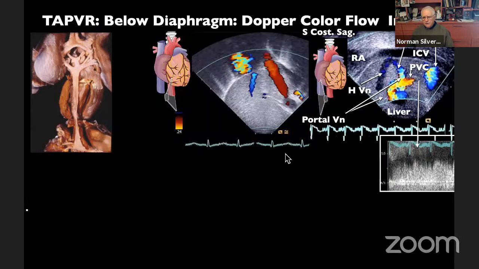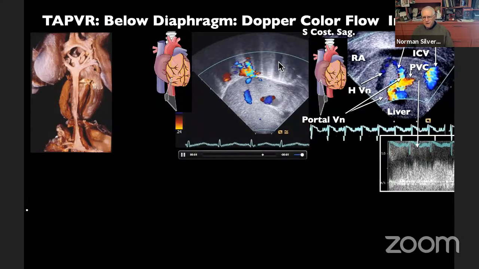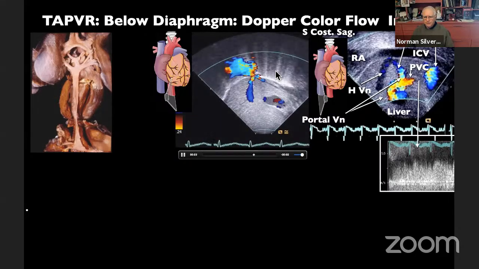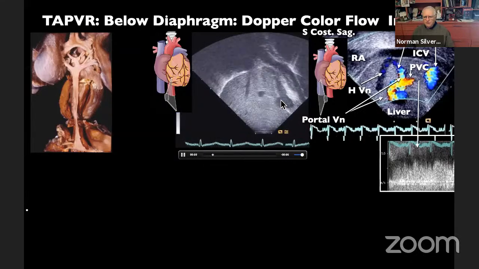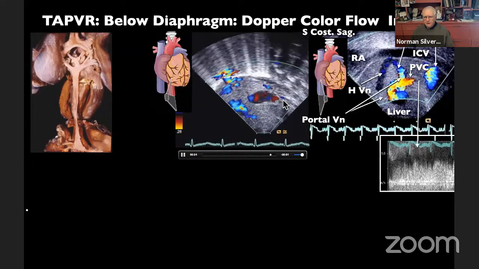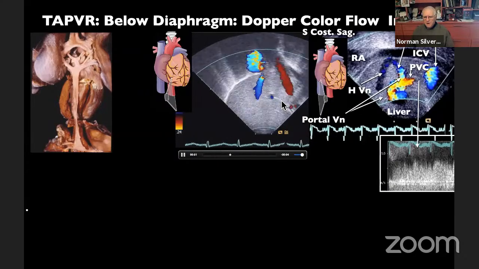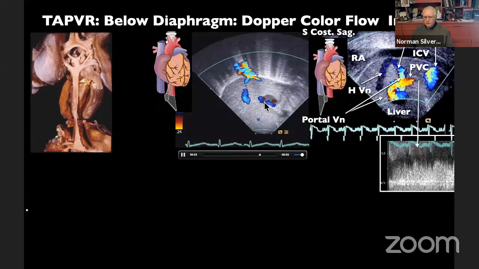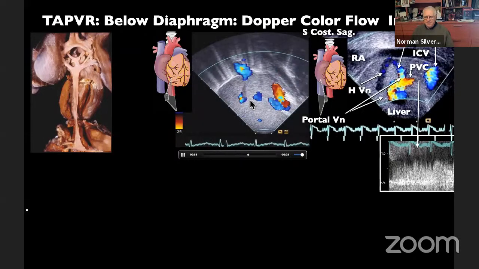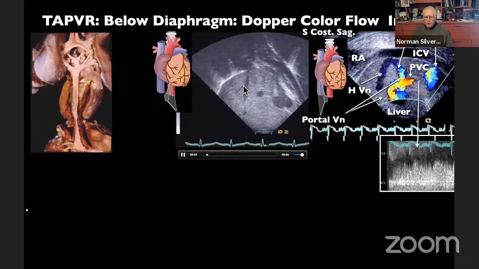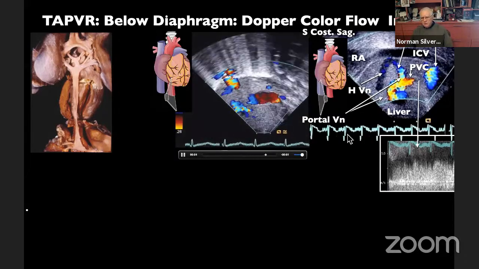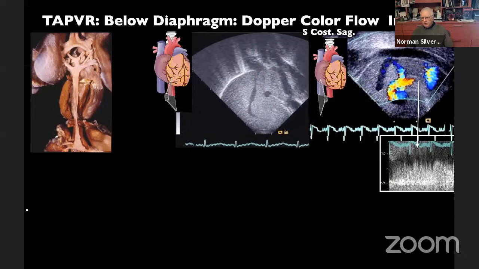And here you can see the black and white image, and there's the descending aorta with the pulsations. Here comes the vertical vein down, and you can see some obstruction at this pulmonary venous site over here. Here is the ductus venosus. And then here is the left hepatic vein, which is also constricted as it enters the inferior vena cava. So multiple sites of obstruction.